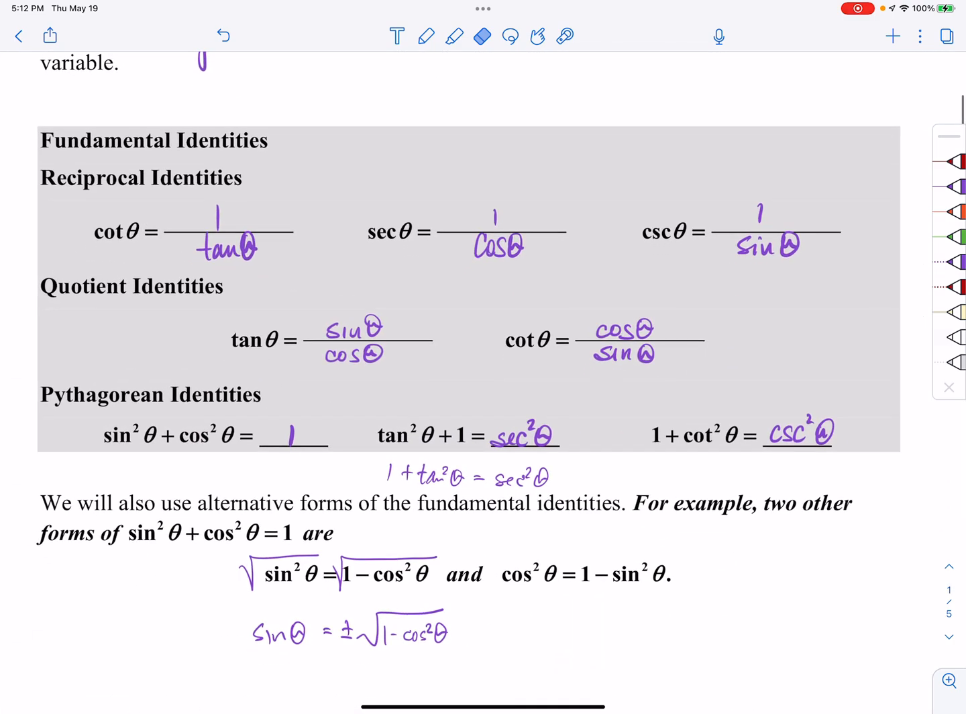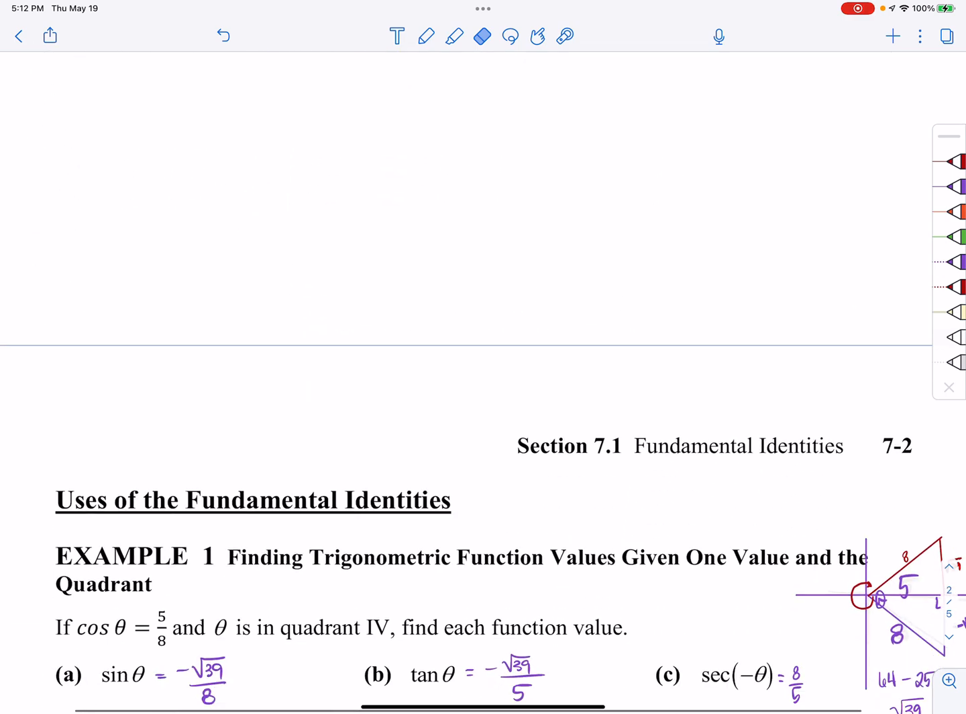All right, so honestly, what you're going to be using, let me scroll up here for just a moment. These fundamental identities are going to be the most common things that you use. Sometimes you'll use math, like adding and subtracting fractions, getting a common denominator, or multiplying two fractions, things like that. But frequently you will use these identities.